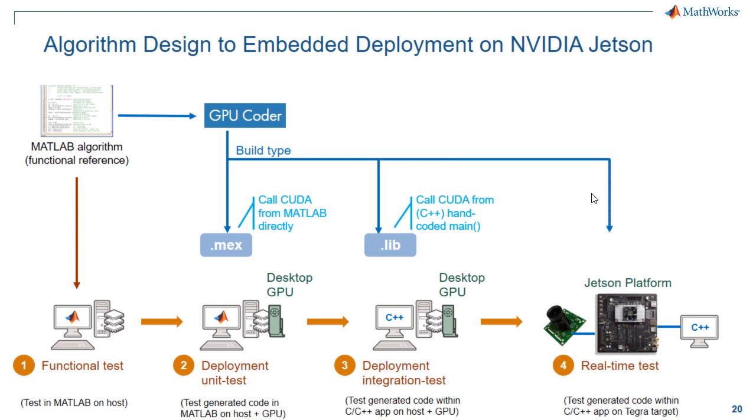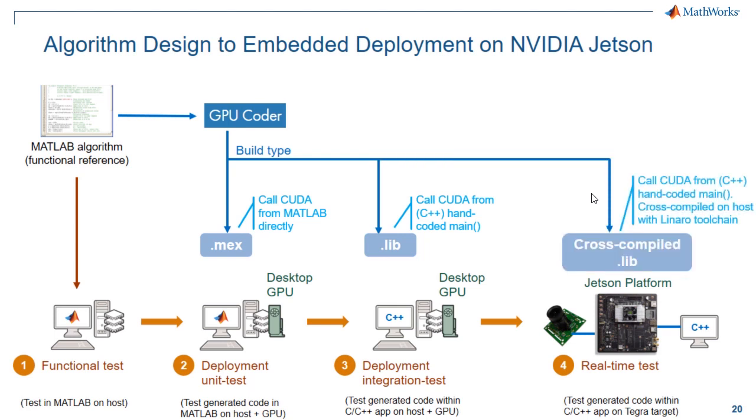So again, coming back into GPU Coder, you could generate a lib file, but at this point, you would want to cross-compile it. You can cross-compile it on the host with, for example, the Linaro toolchain.